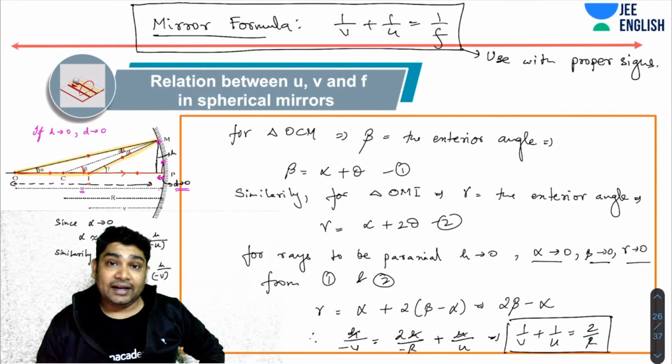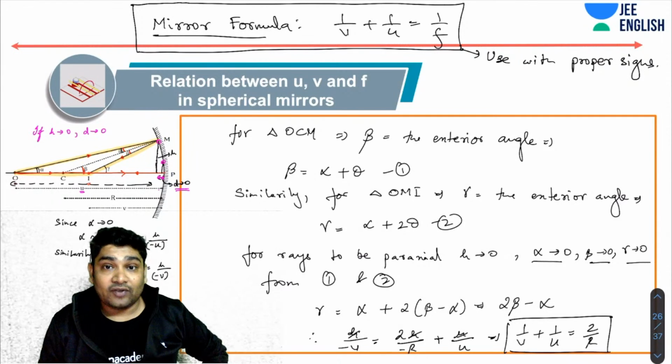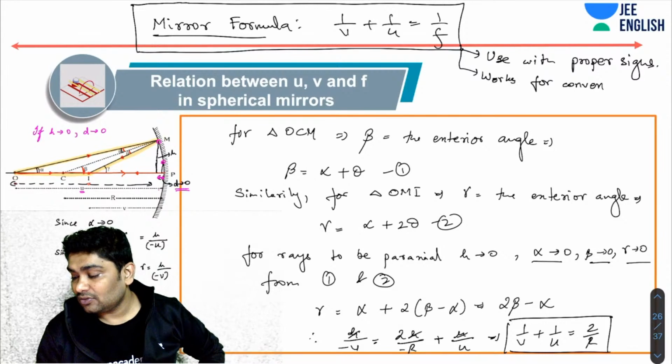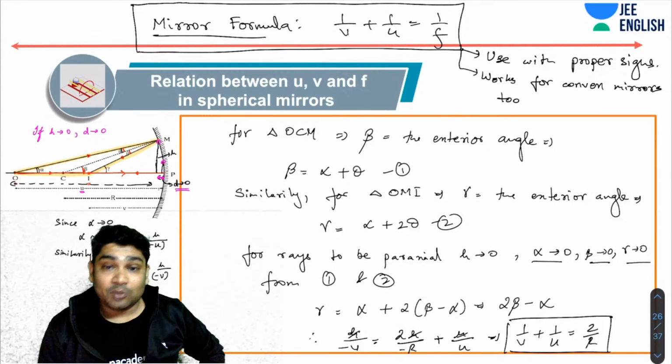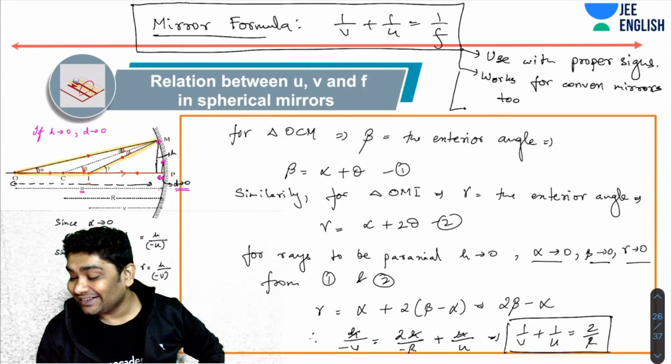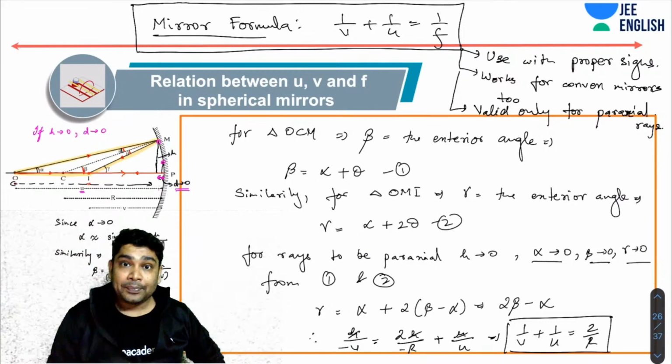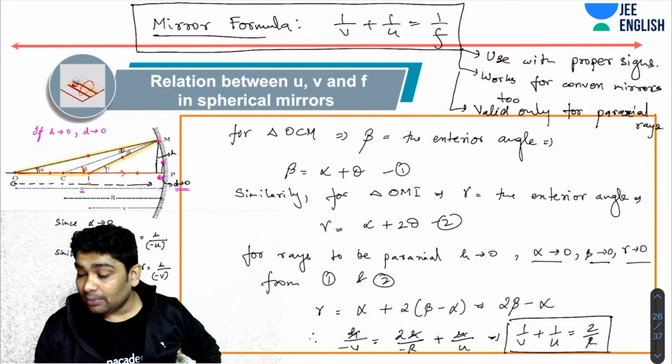Now, though I derived this for a concave mirror, it works for convex mirrors as well. That's my second point: works for convex mirrors also. And third and the most important point, valid only for paraxial rays. You realize in that derivation, I have taken the assumption that the angles are tending to zero, right? So that is what you need to remember.